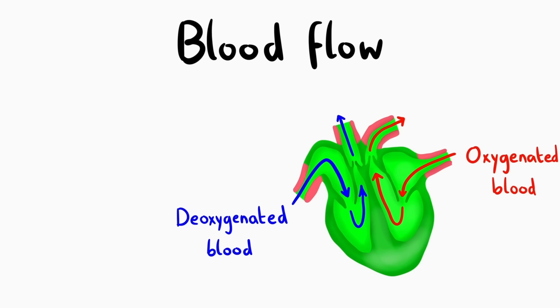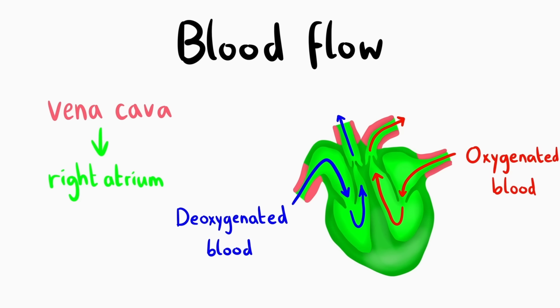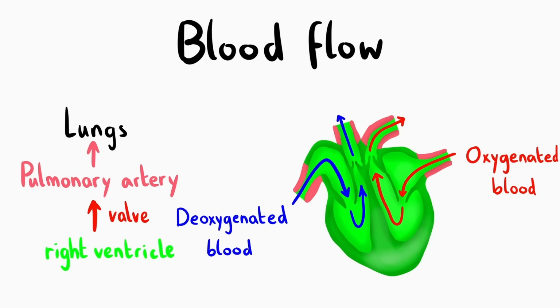Here's how blood flows through the heart. First, deoxygenated blood enters the right atrium through a vein called the vena cava. The right atrium contracts, pushing this blood into the right ventricle. When the right ventricle contracts, it forces blood into the pulmonary artery, which carries it to the lungs.